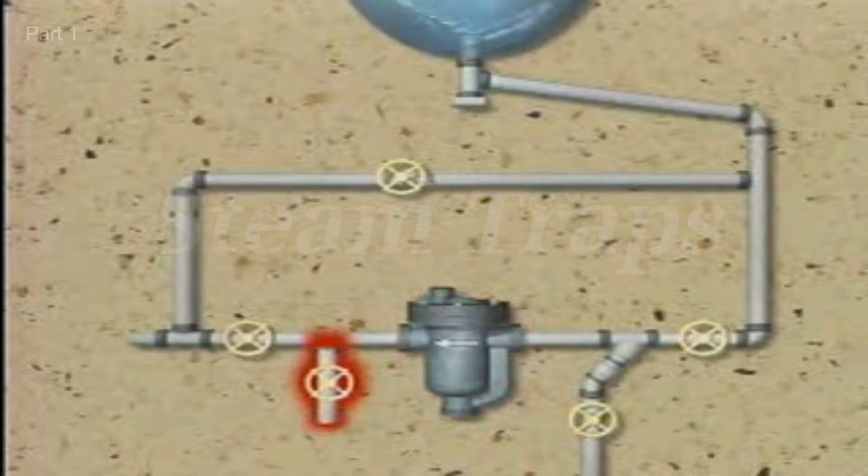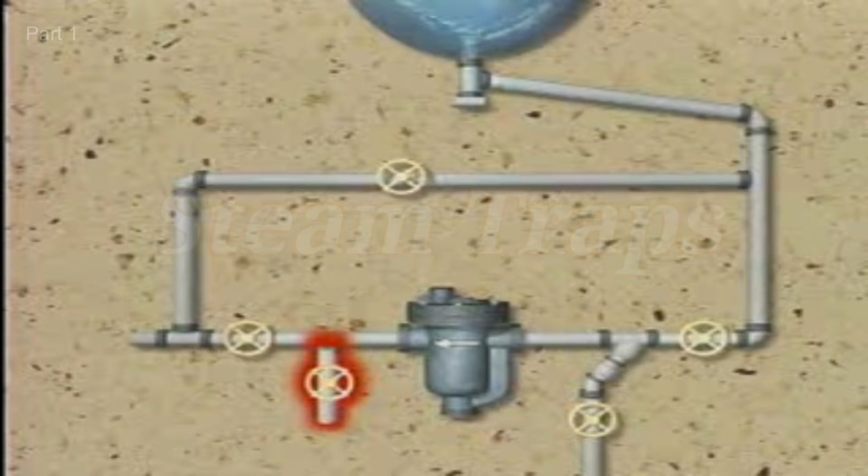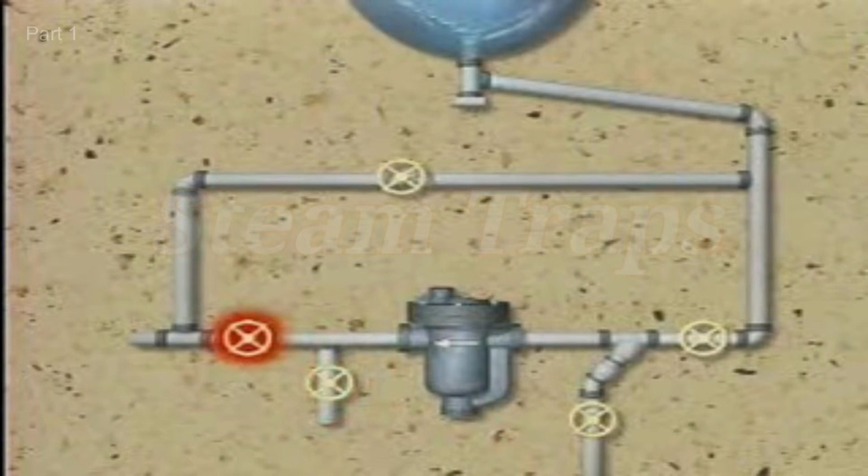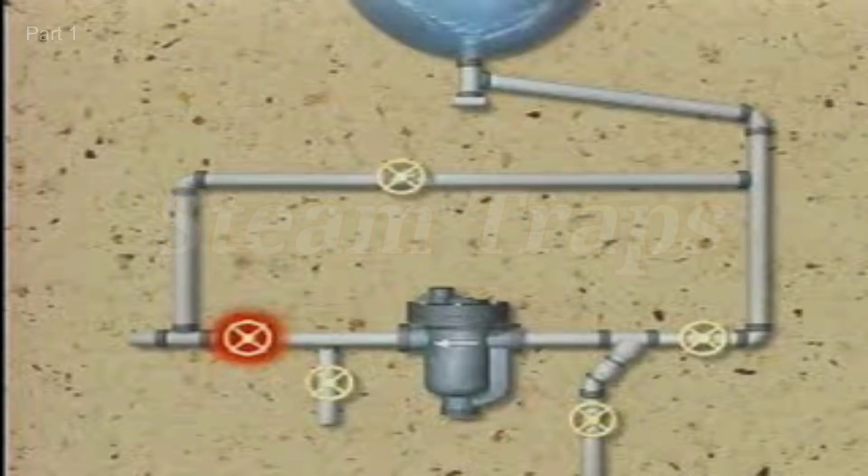Downstream of the trap is a test connection with a valve. The test valve can be opened to see whether the fluid that the trap is passing is steam or condensate. An outlet valve separates the steam trap from the downstream piping.